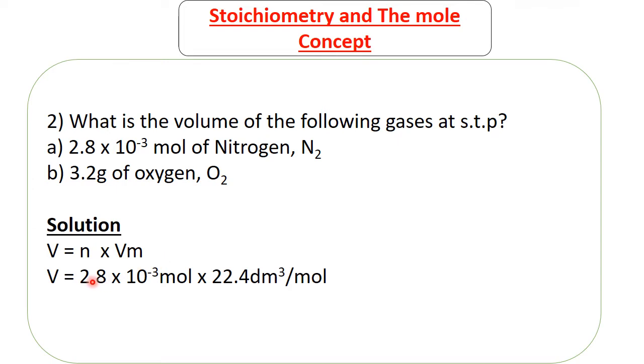So 2.8 times 10 to the power negative 3 moles times 22.4 decimeter cubed per mole. I've decided to use decimeter cubed because this one is easy. The digits are not as many as when we're using centimeter cubed. So when there's a choice, I prefer using decimeter cubed. If you multiply these two, you're going to get 0.0627 decimeter cubed as the volume of 2.8 times 10 to the power negative 3 moles of nitrogen.